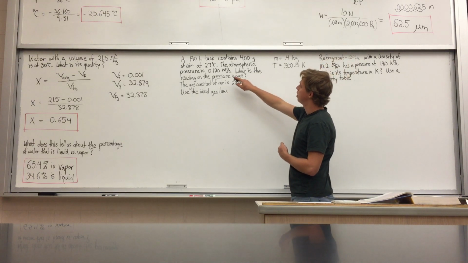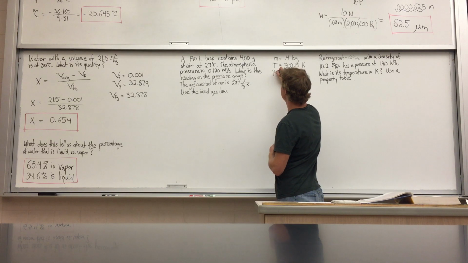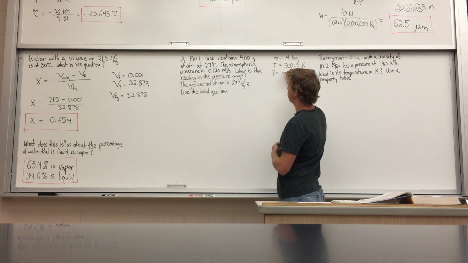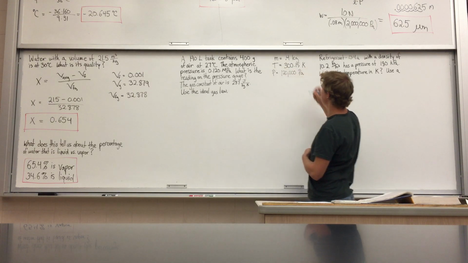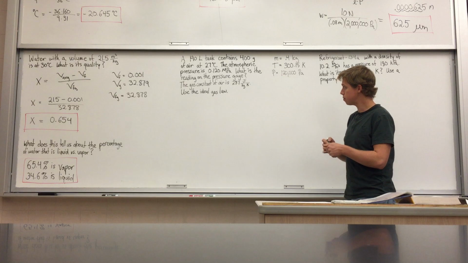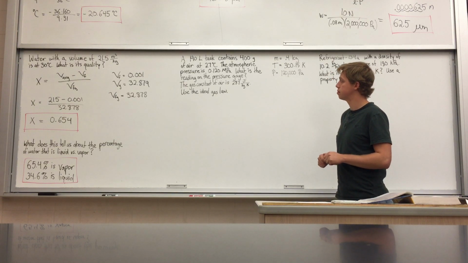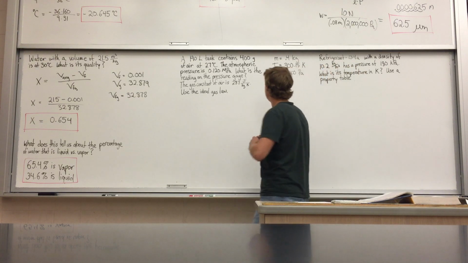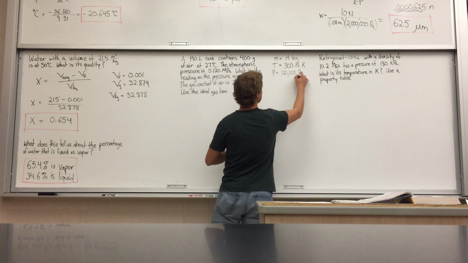The 0.12 megapascals, which is the pressure, is equal to 120,000 pascals. The gas constant is given in SI units. And this is atmospheric.